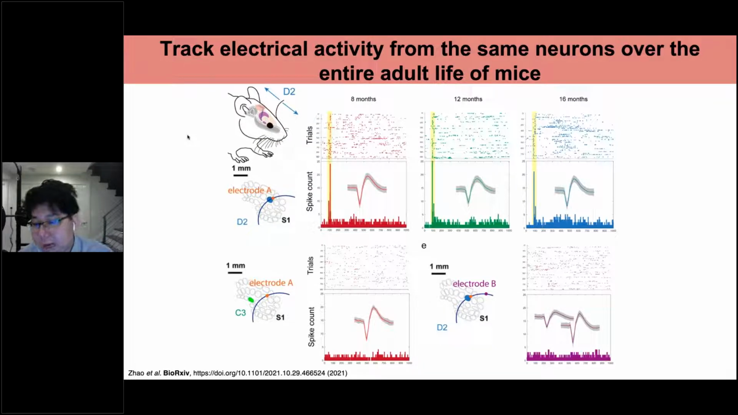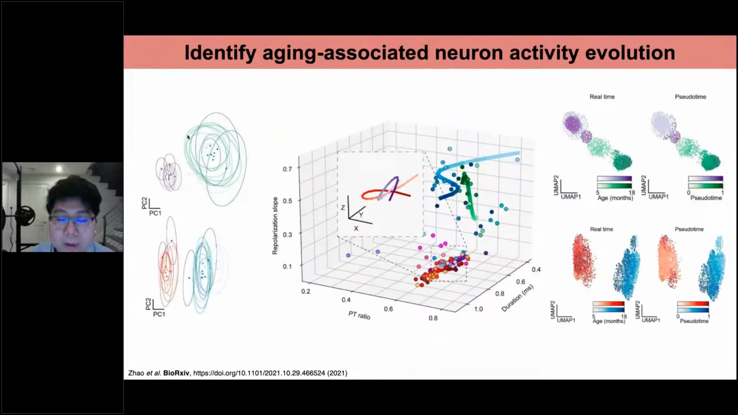And if we record the activity from another electrode that is close to this first electrode, but away from the D2 whisker-related neurons, there's also no response over these 14 months of recording. So this very stable, long-term stable recording really gave us the capability to look at the neural activity evolution over the time course of the aging process for the animals, that we can capture, we can easily cluster and identify two types of neuron.